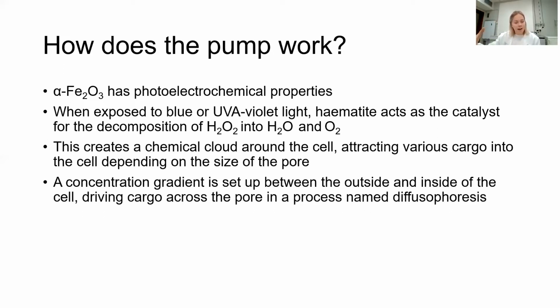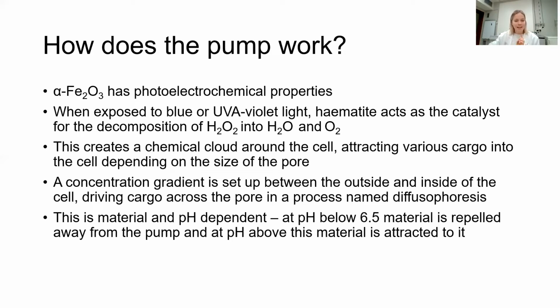This is a simplified explanation of this process so that it makes somewhat more sense here. But this is pH and material dependent. At pH below 6.5, material is repelled away from the pump. So if there was material inside the cell, it would then leave through the pore. And at pH above this, material is attracted to the hematite, so it will be pulled inside the cell.